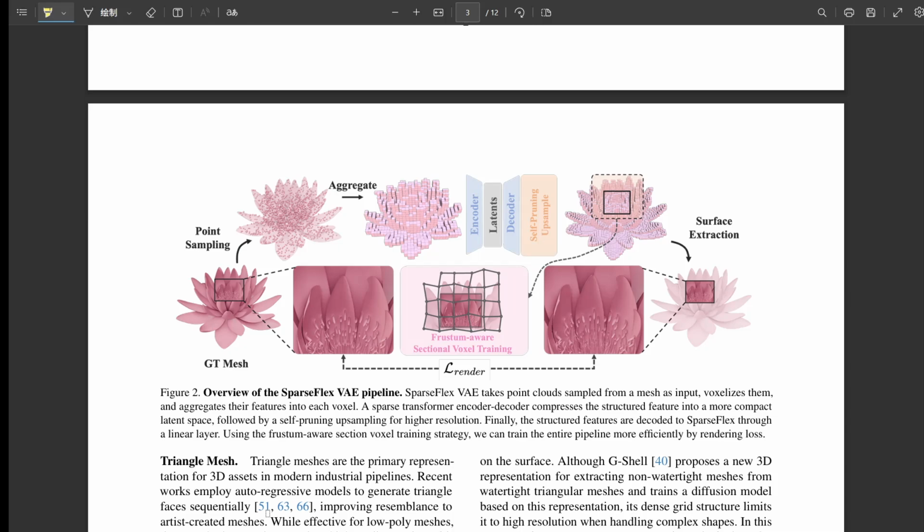What's stage two where SparseFlex comes in? Stage two is the structured latent flow model. This is another rectified flow model, but this one operates in the learned latent space of the SparseFlex VAE we just discussed. Ah, in the compressed code space. Exactly. It takes the coarse 3D structure from step one and the image features from DINOv2, and its job is to generate a detailed latent code within the SparseFlex VAE space. This code represents a refinement of the initial coarse shape.